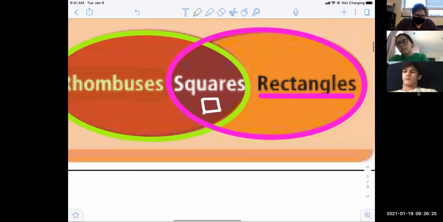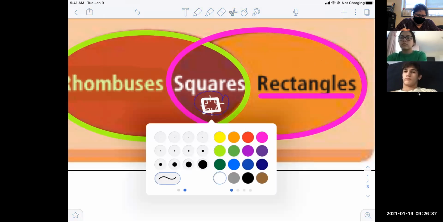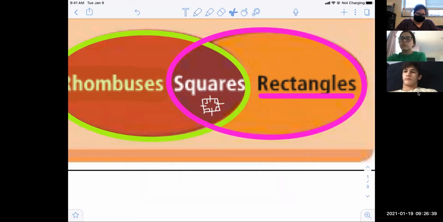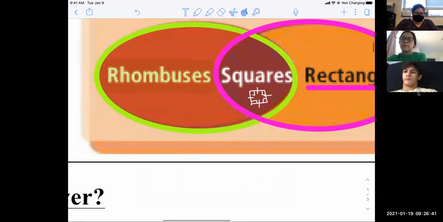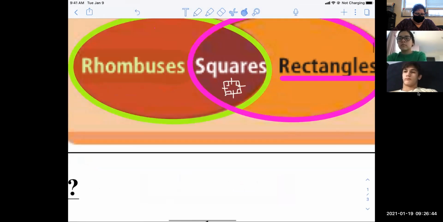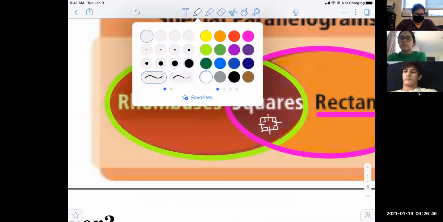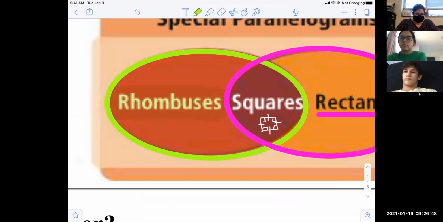Squares are equilateral and they're also equiangular. My square is a little too big. Okay, that's what a square looks like. Now, the rhombuses that are not squares would be the ones that are out here. Okay, what will they look like?